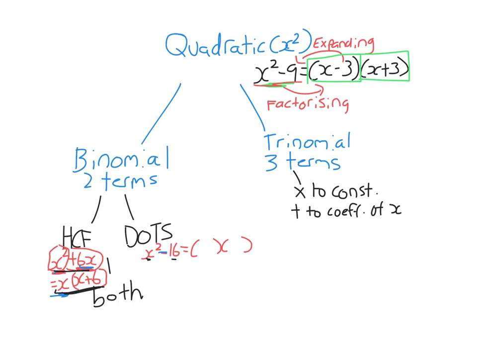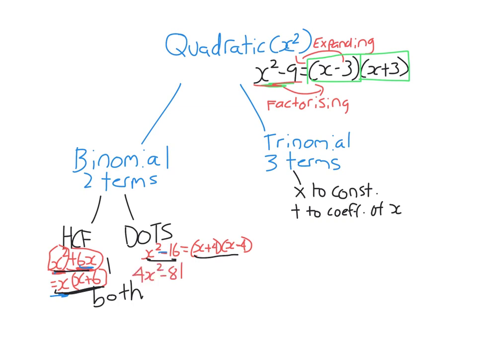We have two brackets, you square root the first, so the square root of x squared is x, the square root of 16 is 4, one bracket gets a plus, and one gets a minus. Now this is the answer, because if I expand this using FOIL, I will get this. Let's look at another example.